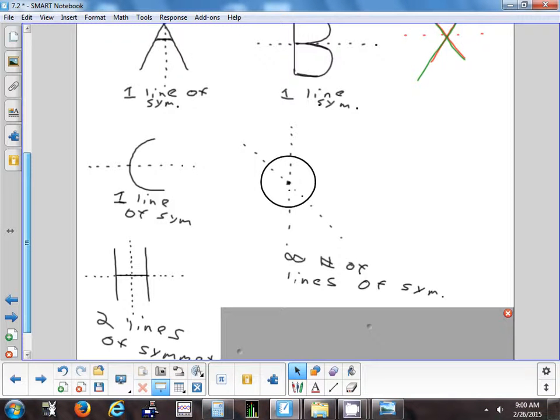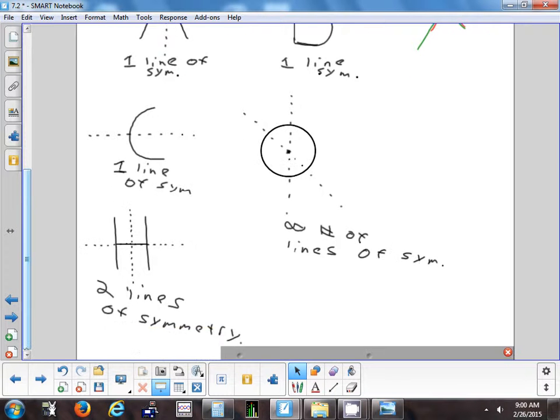Capital H. I think you could only get away with 2. You couldn't draw one on the diagonal, that wouldn't really work. So capital H, you have 2 lines of symmetry.